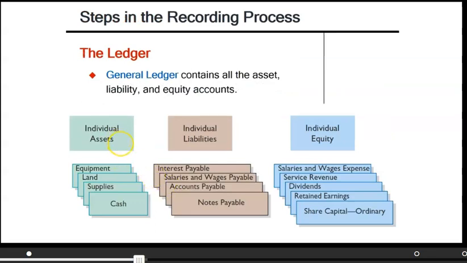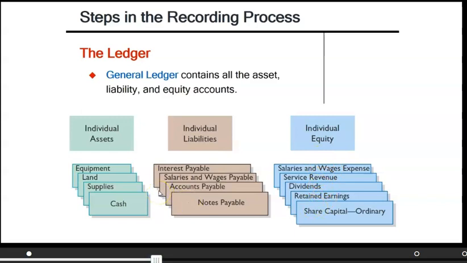Now, we transfer that information to what's called the ledger. The ledger has a card for every account. Individual asset accounts like equipment, land, supplies, and cash. Liability accounts, interest payable, wages payable, and so on. Equity accounts, expense accounts, revenue, dividends, retained earnings, and share capital.